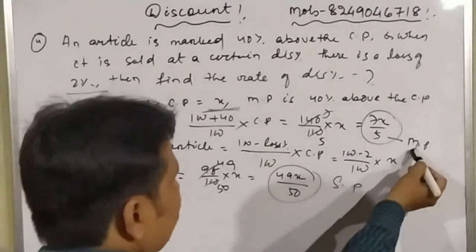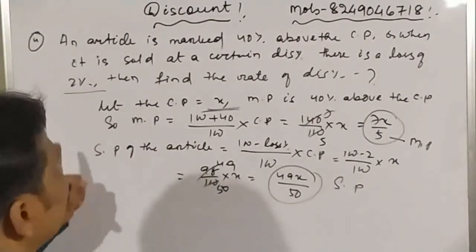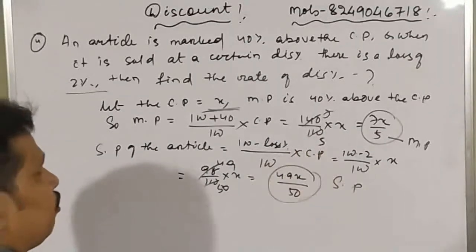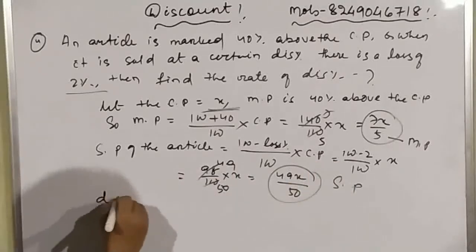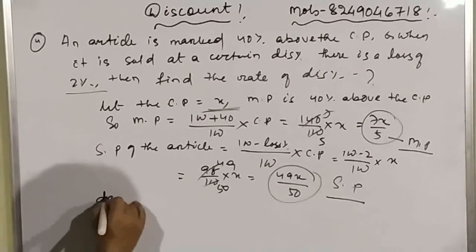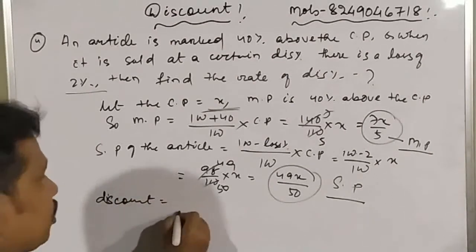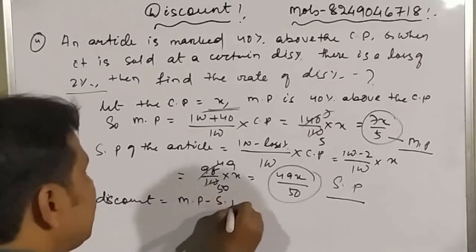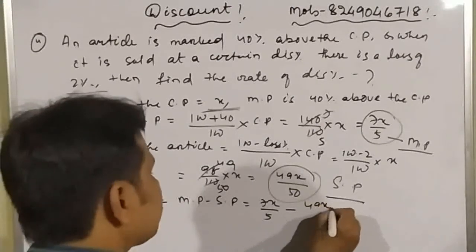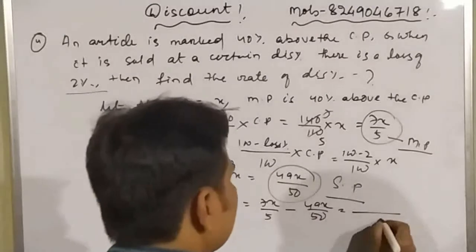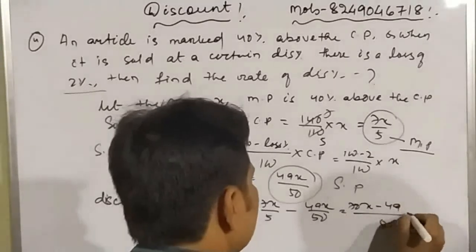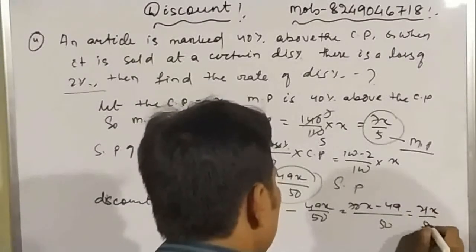Okay. So here we have got the mark price and the selling price. Now we can find out the amount of discount. So now we have to find out the discount. What is the amount of discount? Here we have the selling price and the mark price. So discount is how much? Discount equals mark price minus selling price, which is equal to 7x by 5 minus 49x by 50, which results in 70x minus 49x, which is equal to 21x by 50.